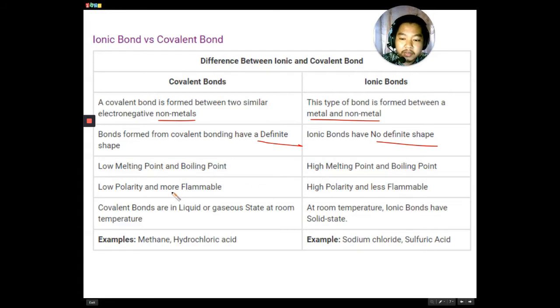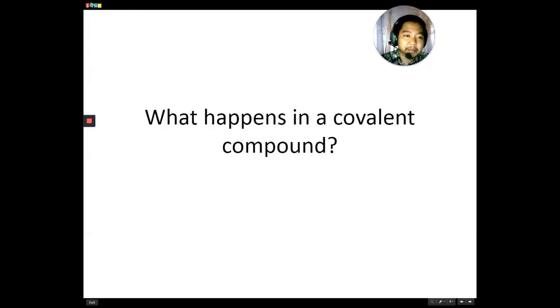The reason for the flammability is that covalent compounds are mostly in gaseous state, while ionic compounds are in solid state. Some examples are sodium chloride and sulfuric acid for ionic bond, and mostly, as I've mentioned before, these are salts, while covalent compounds are gases, like methane and hydrochloric acid, in liquid or gaseous state. Hopefully we get a sense of how they differ, especially in physical properties.